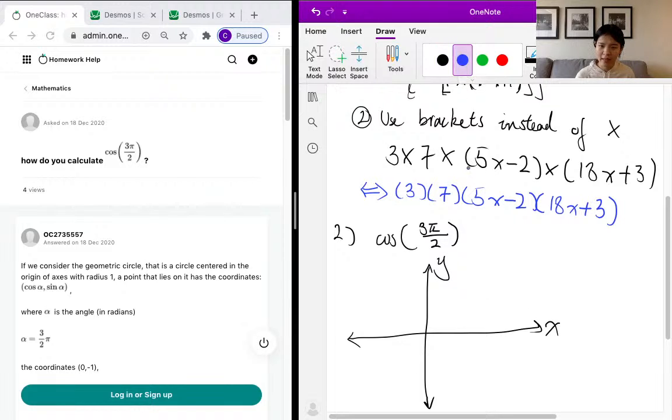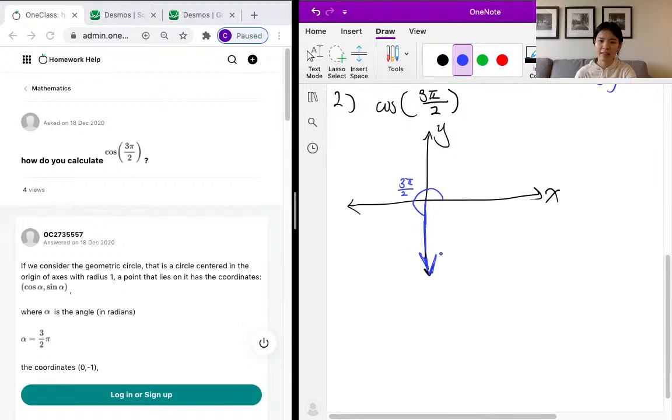We know that angles in the unit circle start from over here. And we know that this is pi over 2, 90 degrees. This is pi, which is 180 degrees. And this is another 90 degrees, which is 3 pi over 2. So the angle over here is 3 pi over 2, and the point would be right over here. This is actually a special case because it is on the axis.